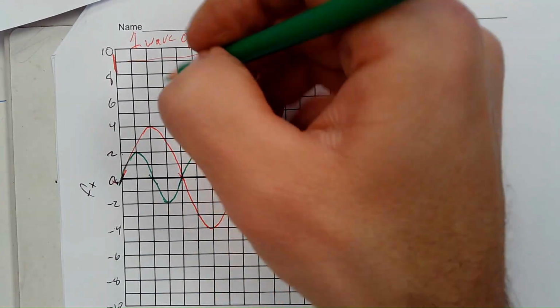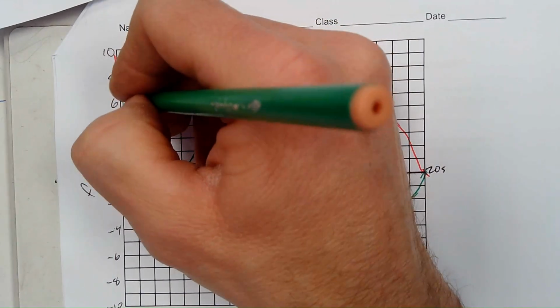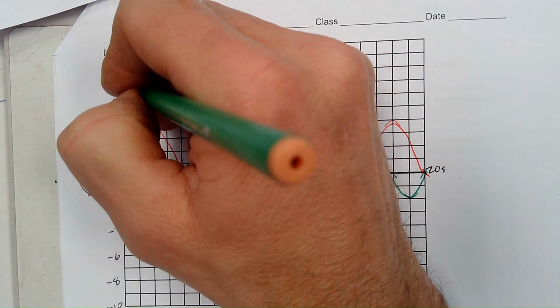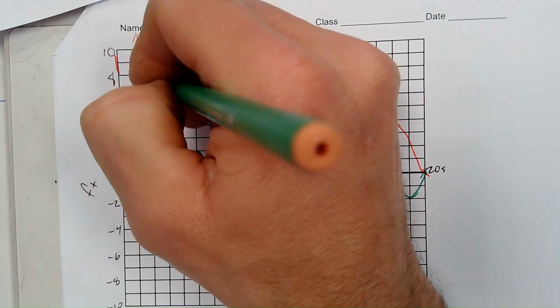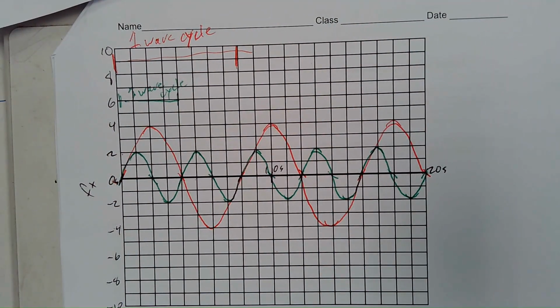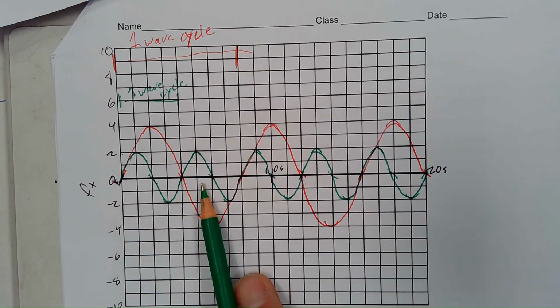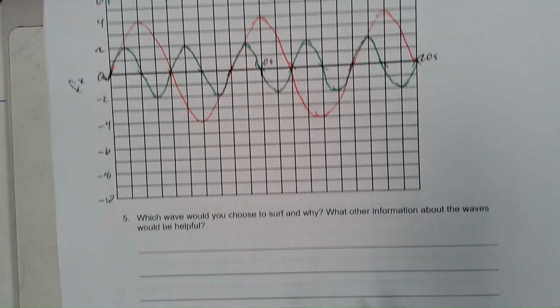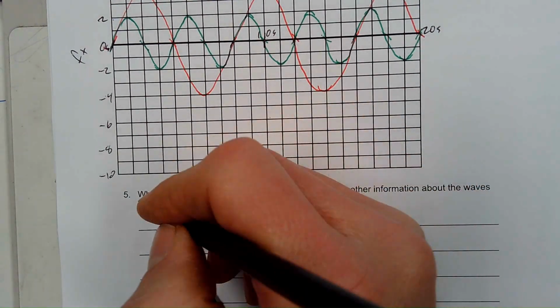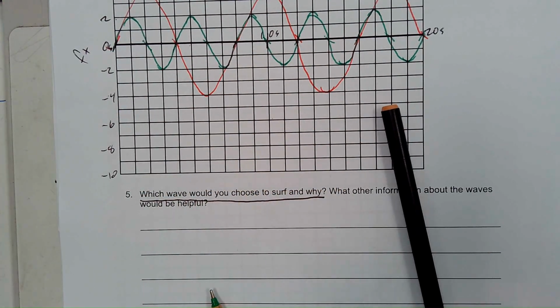And for this wave, we got 4 seconds. This is a whole wave cycle. Okay. Now imagine if you had the choice of surfing the red wave or the green wave. Which one would you choose to surf and why? Now it's your turn.